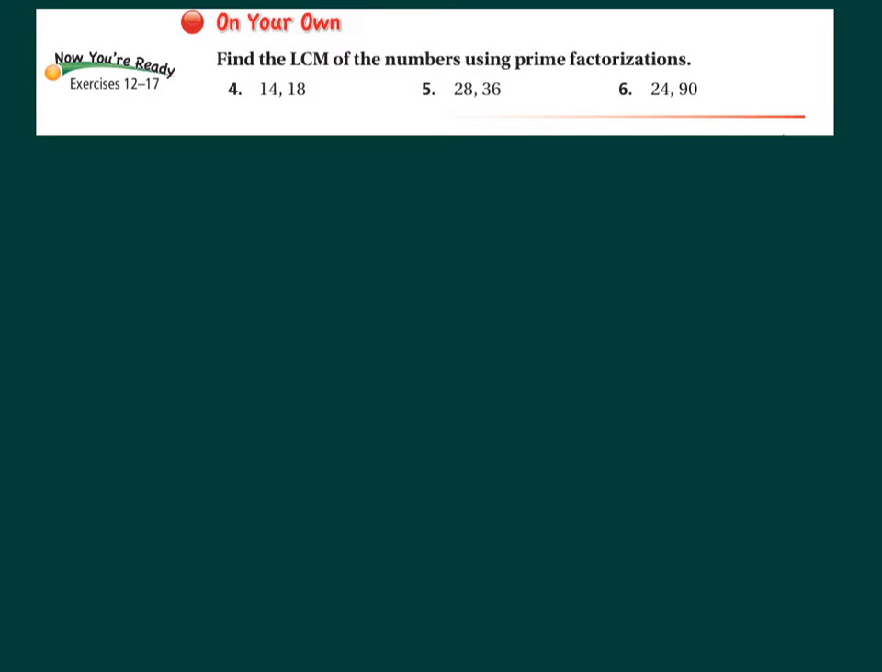Alright, so now that you've had an opportunity to try these, let's go ahead and I'll work them out. So first thing we need to do for number 4 is we need to ladder out 14 and 18. Okay, again, we should know how to do this really well at this point. 2 goes into 14 7 times, 7 goes into 7 1 time. So for 14, when we ladder it out, we write 2 times 7.